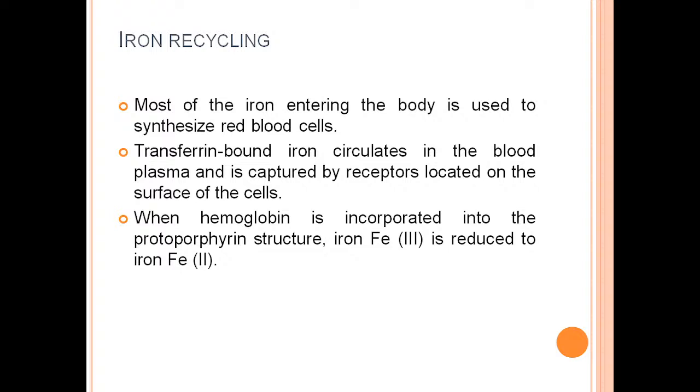Iron recycling. Most of the iron entering the body is used to synthesize red blood cells. Transferrin-bound iron circulates in the blood plasma and is captured by receptors located on the surface of the cells. And when hemoglobin is incorporated into the protoporphyrin structure, iron ferrum 3+ is reduced to iron 2+. I told you about this, and you should tell your teacher this information when he asks you about iron circulation in the body. You can write this information.